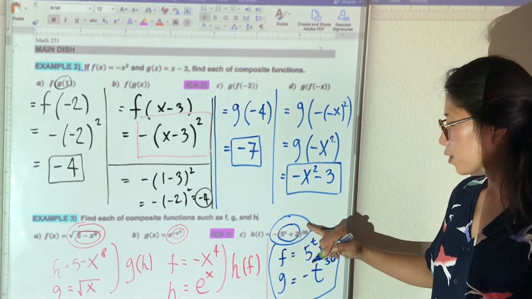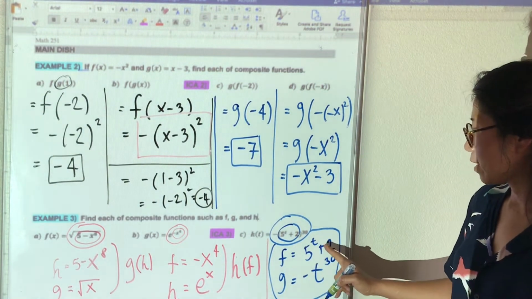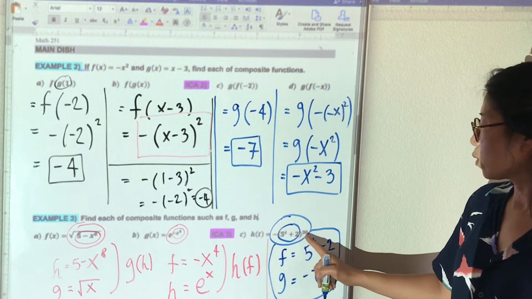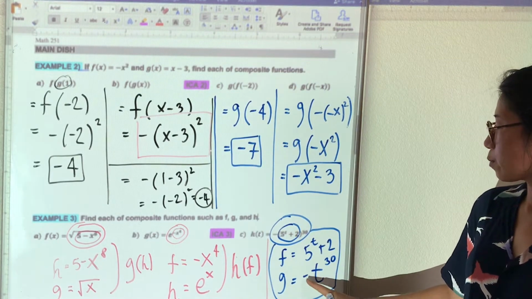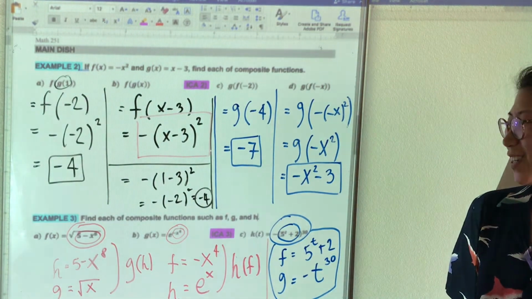I see 2 functions combined, and inside function I have 5t plus 2, and then the outside function is a minus circle to the 30th power, so minus t to the 30th power. And I hope that it was a good review.